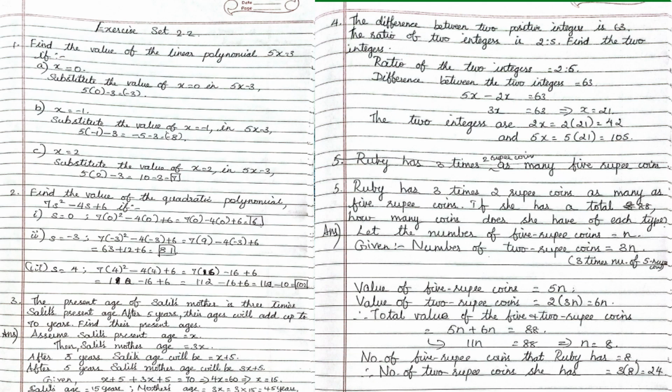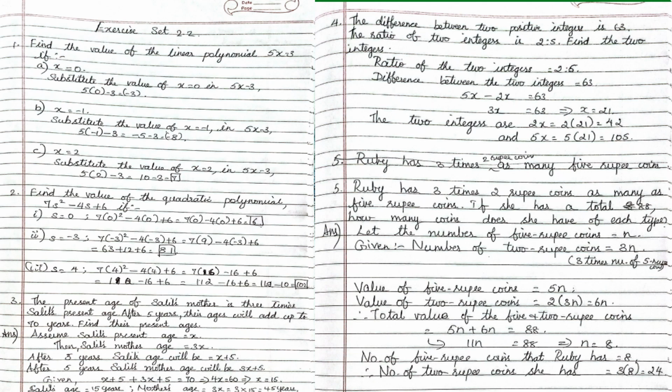Now let's look into the value of the 5 rupee coins. We know that the number of 5 rupee coins is n. So what is the value? Say you have 10 5 rupee coins. What will be the value? It is 50. So the value of 5 rupee coins is 5n. Now the value of 2 rupee coins is 2 times 3n. What is this 2 times 3n? 2 is the value of one 2 rupee coin, and 3n is the number of 2 rupee coins that Ruby has. So it will be equal to 6n.